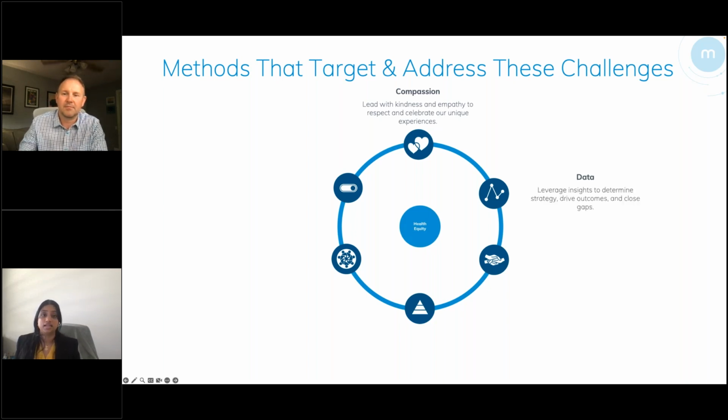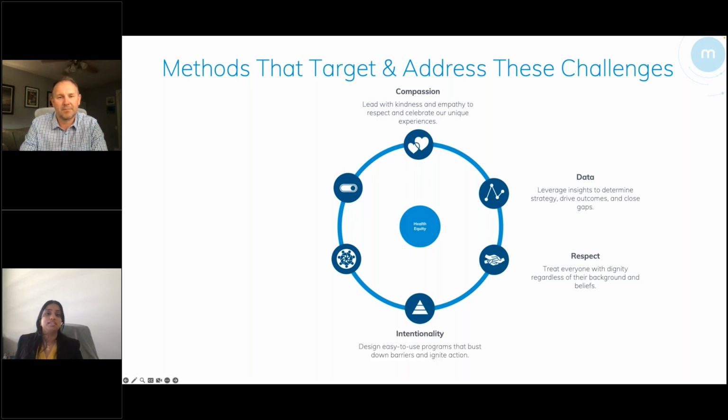One of our favorites is data. Data is the best way we can really jumpstart patient journeys and ensure that we're actually connecting with the member in a meaningful way. Respect. Aretha sang it beautifully, right? We want to treat everybody with dignity regardless of their backgrounds and beliefs. Intentionality. We want to design easy to use programs that bust down barriers and ignite action.